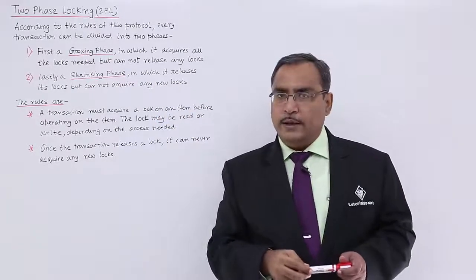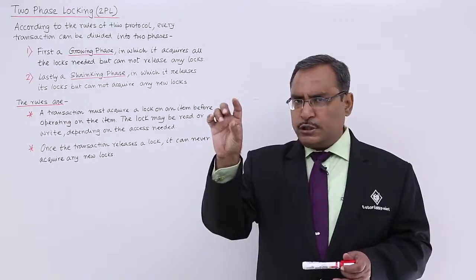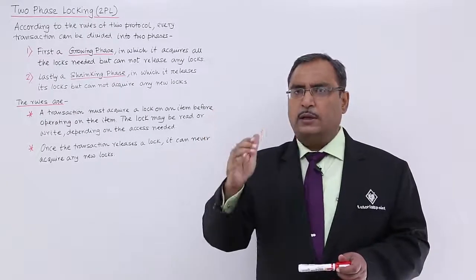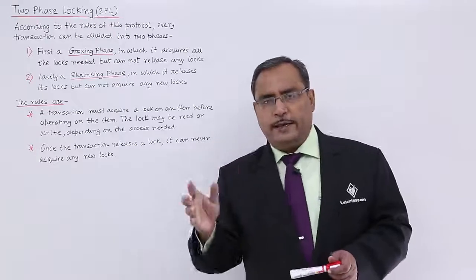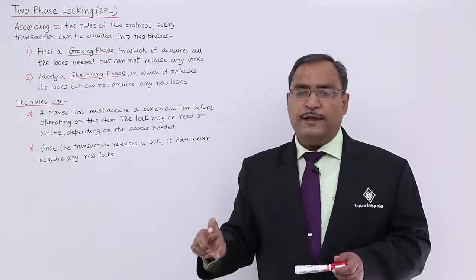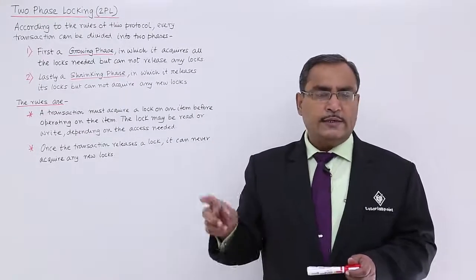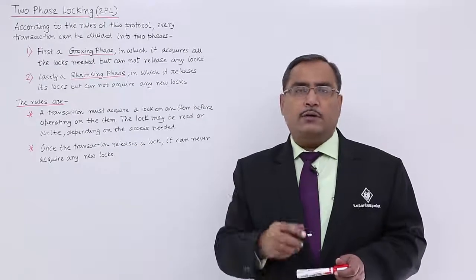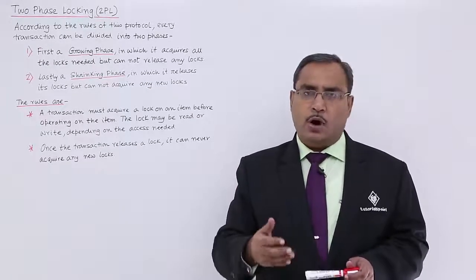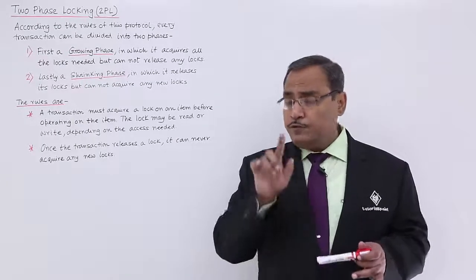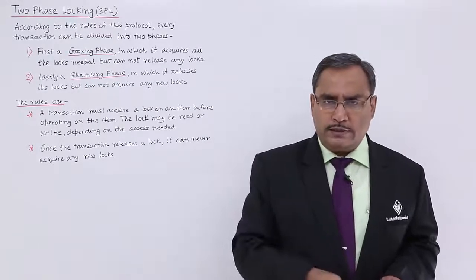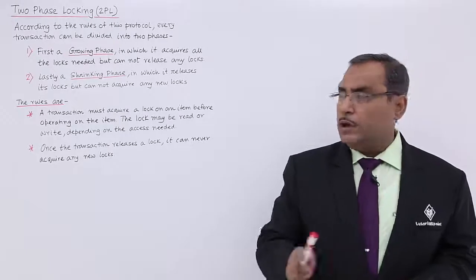any new lock. So at the beginning of the transaction, in the growing phase, all the necessary locks required on the data items will be acquired. In the shrinking phase, all those locks will be released. After that, the transaction cannot acquire any new lock on the same or other data items. So these are our two phases. That's why it is called two-phase locking.